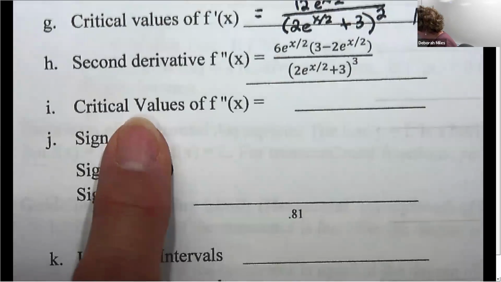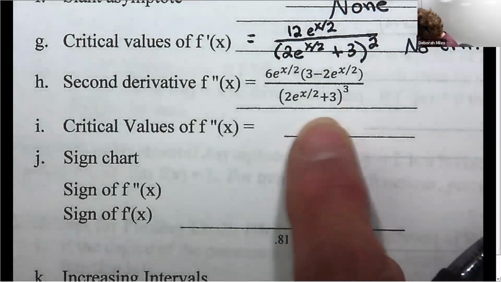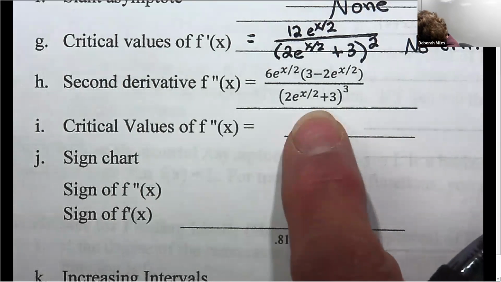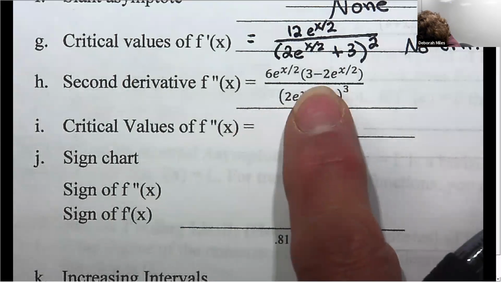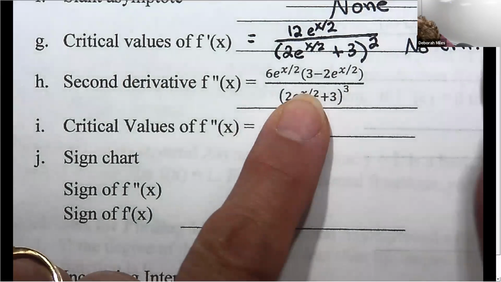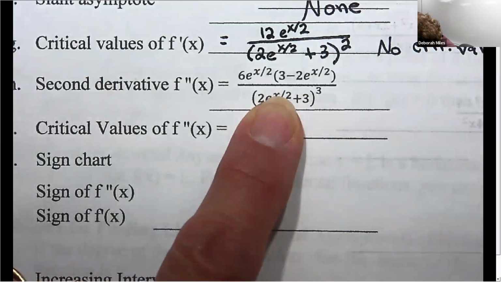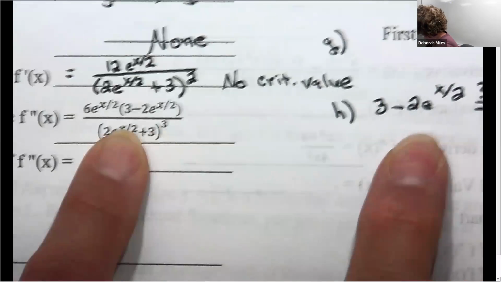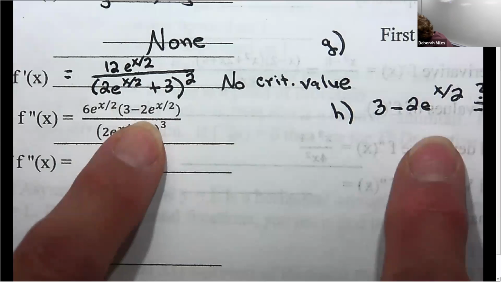What about critical values of the second derivative? I gave you the second derivative. Is there anything that makes it undefined? No. Is there anything that makes it 0? What about what makes 3 minus 2 e to the x over 2 equal 0? I know there's not anything that makes e to the x over 2 be 0, but what about that second factor?